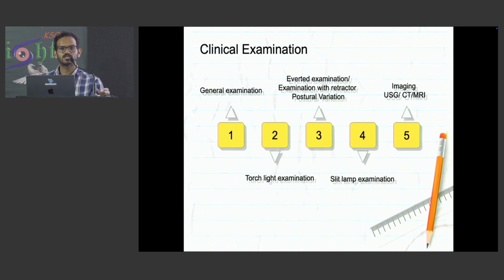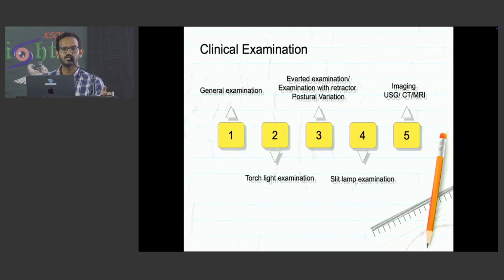Torchlight examination is becoming uncommon in ophthalmic practice, but make sure that you do a torchlight examination in the pediatric age group, because many things that you can miss on slit lamp examination can be found on torchlight examination. Make sure that you do an inverted eyelid examination in all cases of pediatric lid tumors, and use a bud or a retractor to see the tarsal plate. Look for any postural variation when the kid presents, or do a Valsalva maneuver if needed, and go for the slit lamp examination after finishing these basic examinations.